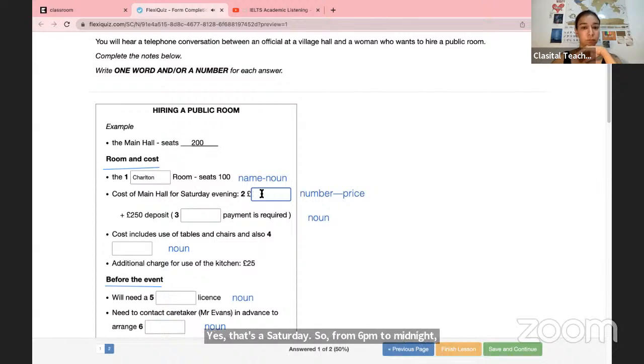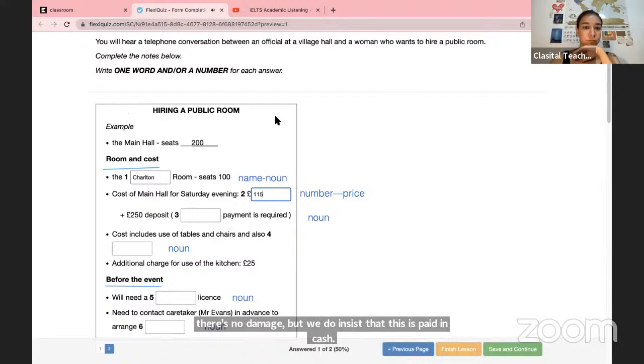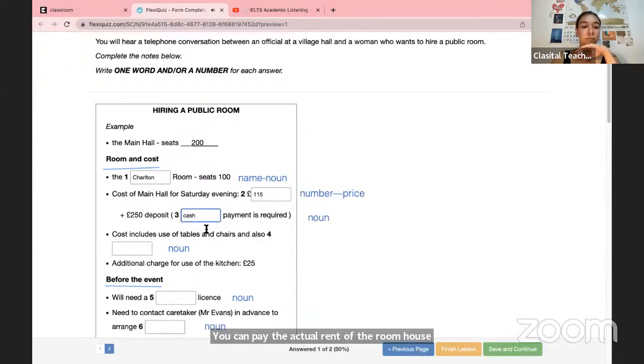£115. That's the weekend price. It's £75 on weekdays. That's all right. And I have to tell you, there's also a deposit of £250, which is returnable, of course, as long as there's no damage. But we do insist that this is paid in cash. We don't take cards for that. You can pay the actual rent of the room however you like, though.